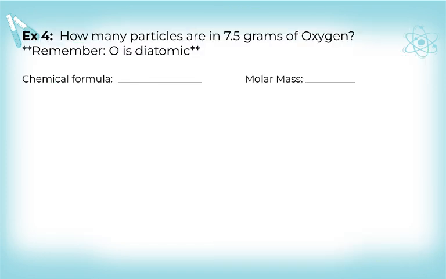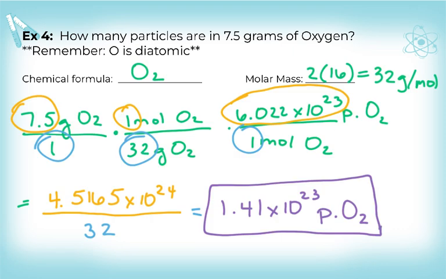All right, there's one last problem on here. I'm going to go ahead and do the problem. Feel free to pause the video and then come back to see the answer. All right, so with this one, how many particles are in 7.5 grams of oxygen? This one has that same setup as the very first problem we did, going from grams to particles. And we need to stop in the middle and go grams to moles and then moles to particles, but we can do all of that calculation at once.